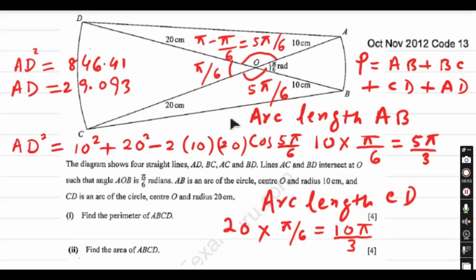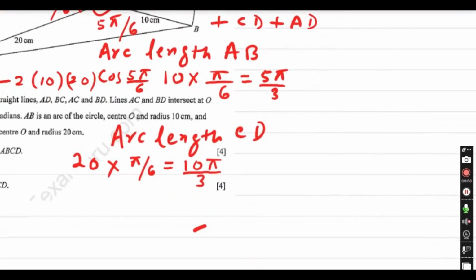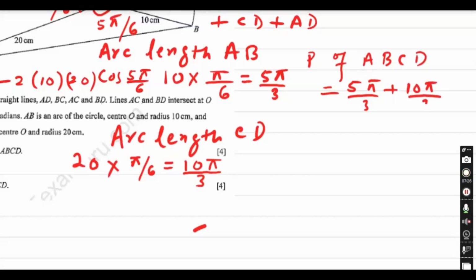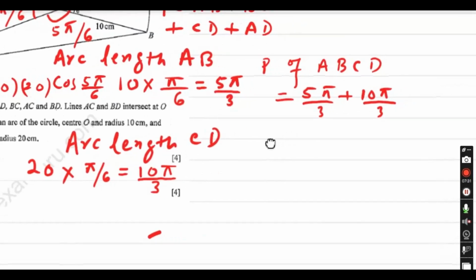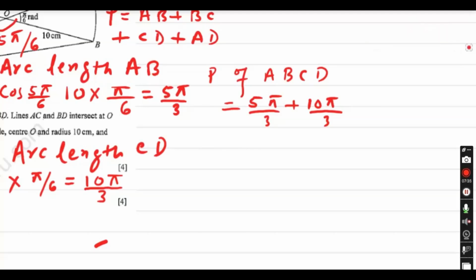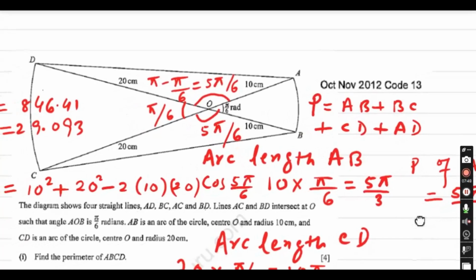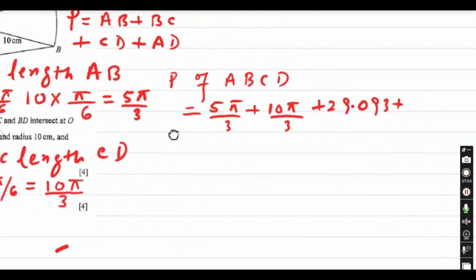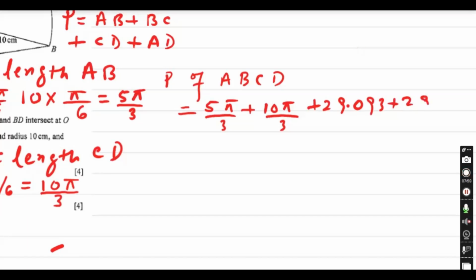Hence, the perimeter of ABCD is equal to AB, which is 5 pi by 3, plus CD, which is 10 pi by 3, plus AD, 29.093, plus BC, which is also 29.093, because both the lengths are the same.